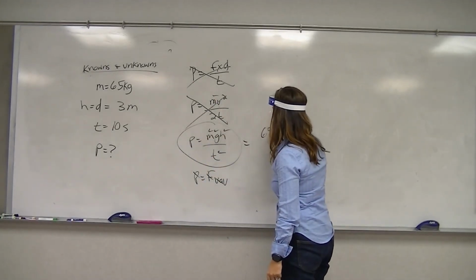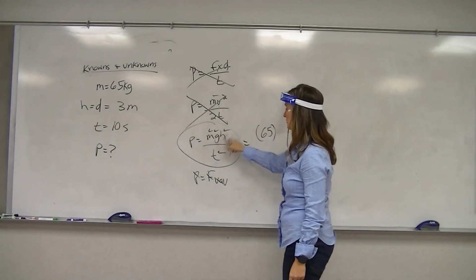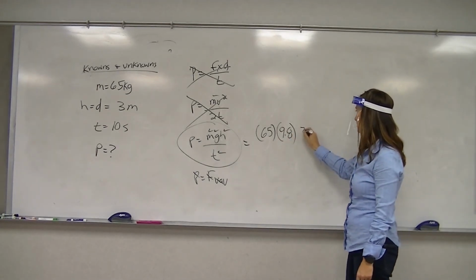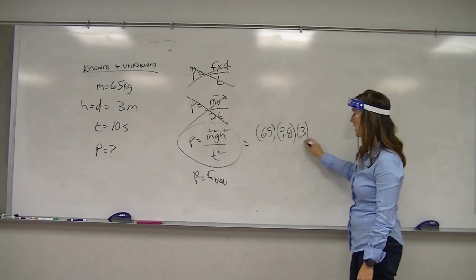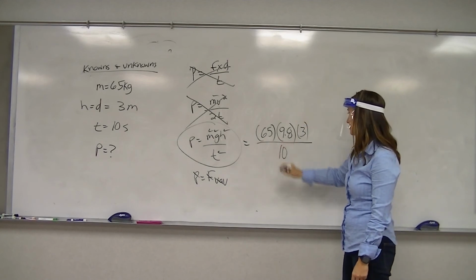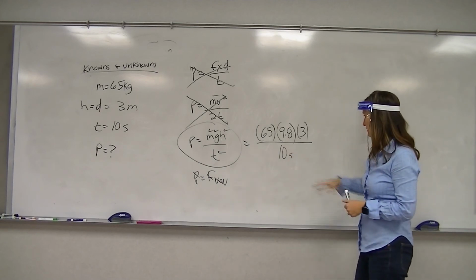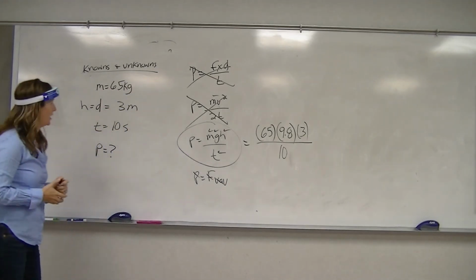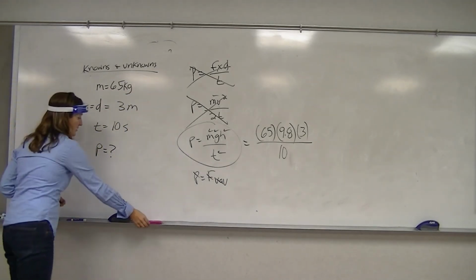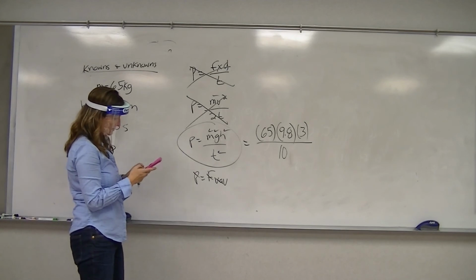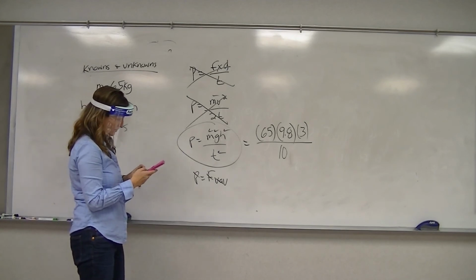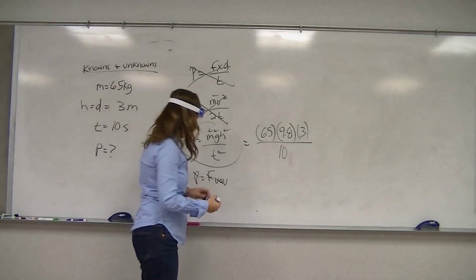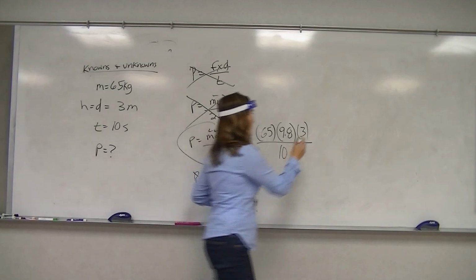plugging in mass, gravity, 9.8 because we're on Earth, height, 3 meters, and then the time it took, 10 seconds. So power is the rate of work done. And, oh, only 1 sig fig this time. That's going to make it difficult. Power is usually a pretty big number. So 191, is that what you got? Yes. 191. And then we only want 1 sig fig.